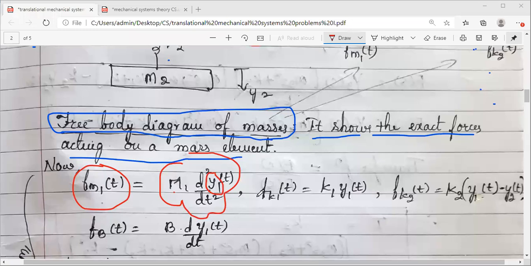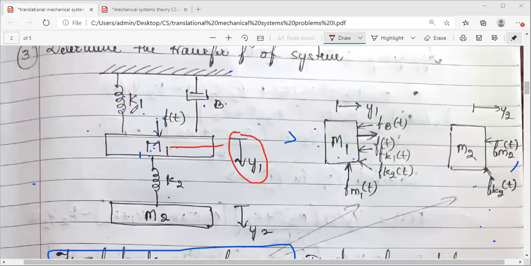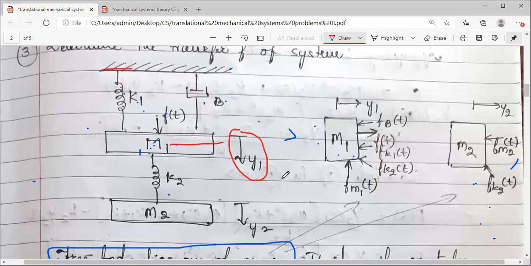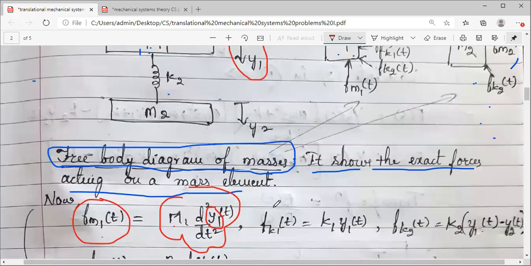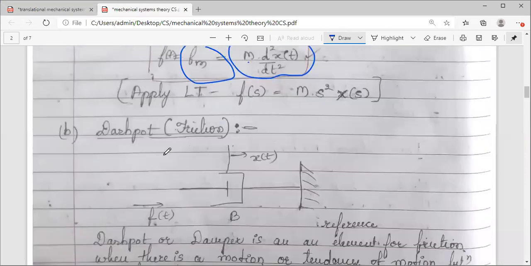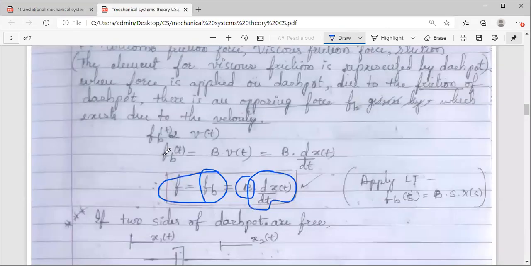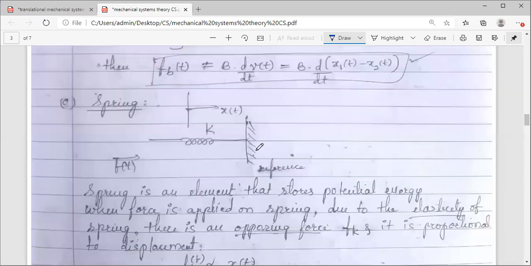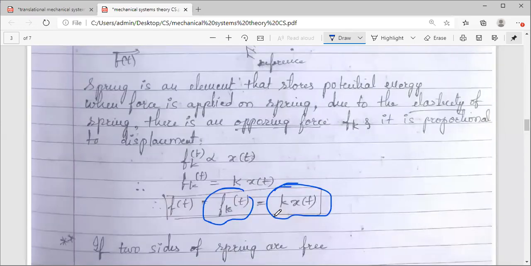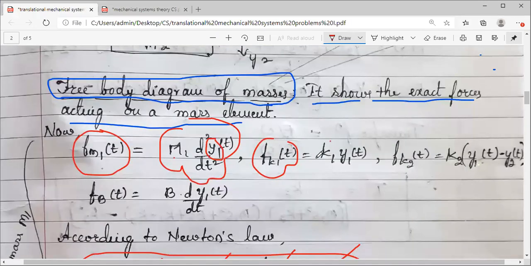And going for this K1, whose one end is fixed. For this, how will you write the force equation? Fk1 of t is equal to, let me show you the reference, dash pot and spring. If it is fixed at one end, simply k into the displacement. So K1 is the given constant and the displacement is y1. Okay, these two I think you understood, they are direct.